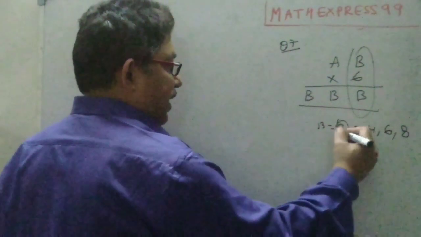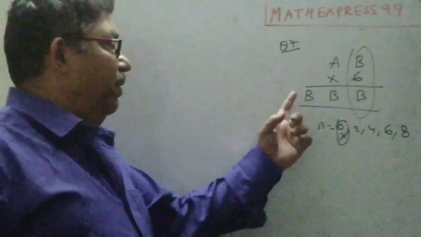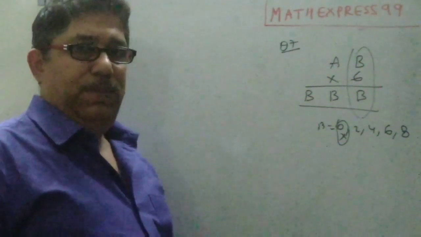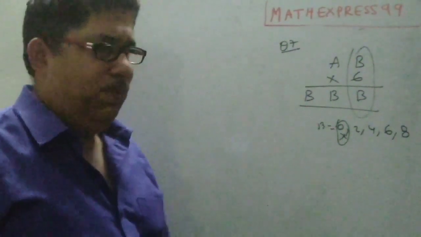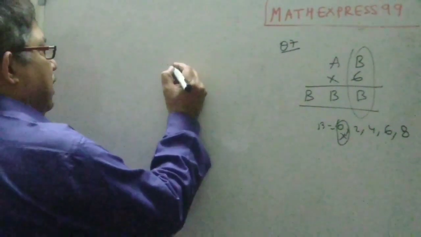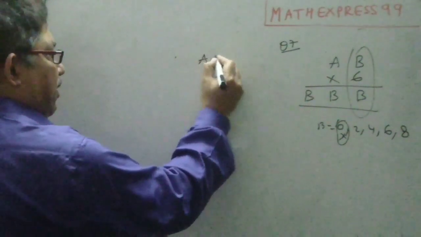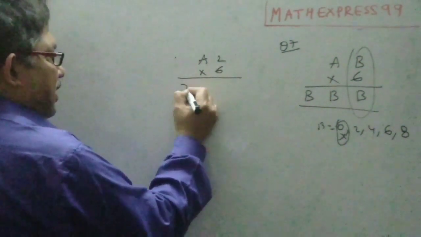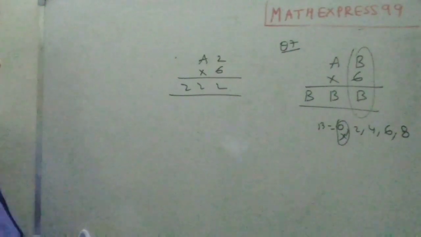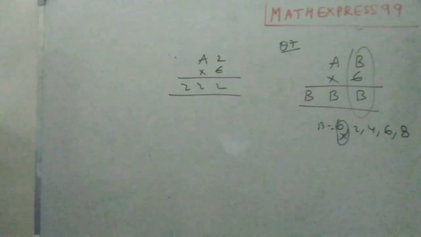Can we have 2, 2, 2? Yes, we can have 2, 2, 2. So A2 into 6 is having 2, 2, 2. Let us see, is it possible? It must be possible also, isn't it? 6 into 2 is what? 12.